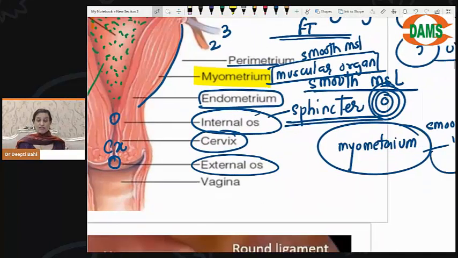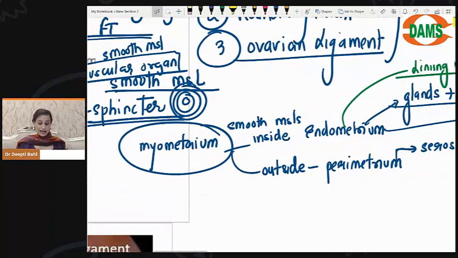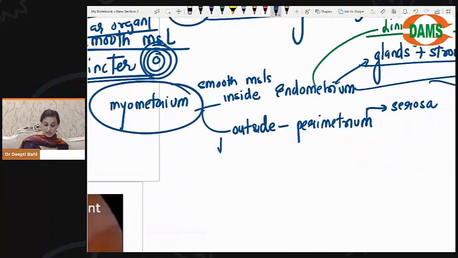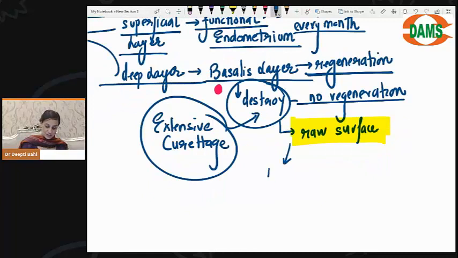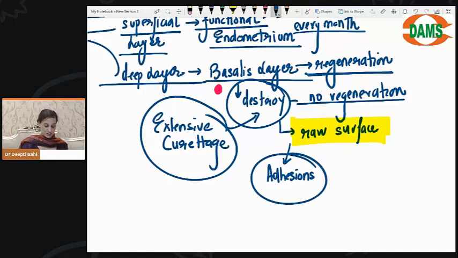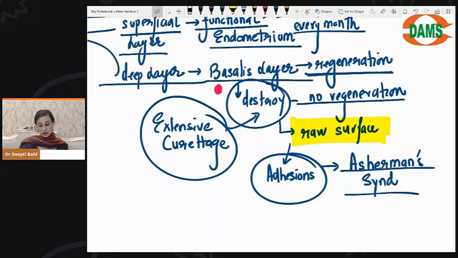So if raw surfaces are going to come in contact with each other, it is going to form what? Adhesions. Yes, fibrosis. So raw surfaces will eventually lead to the formation of adhesions, right? And this is what is called as Asherman's syndrome. Very important for all exams.